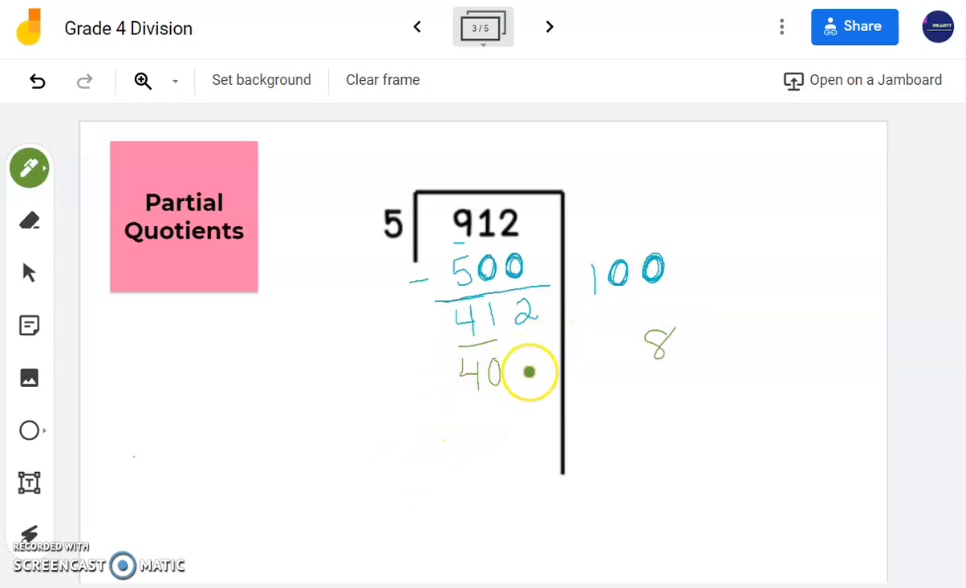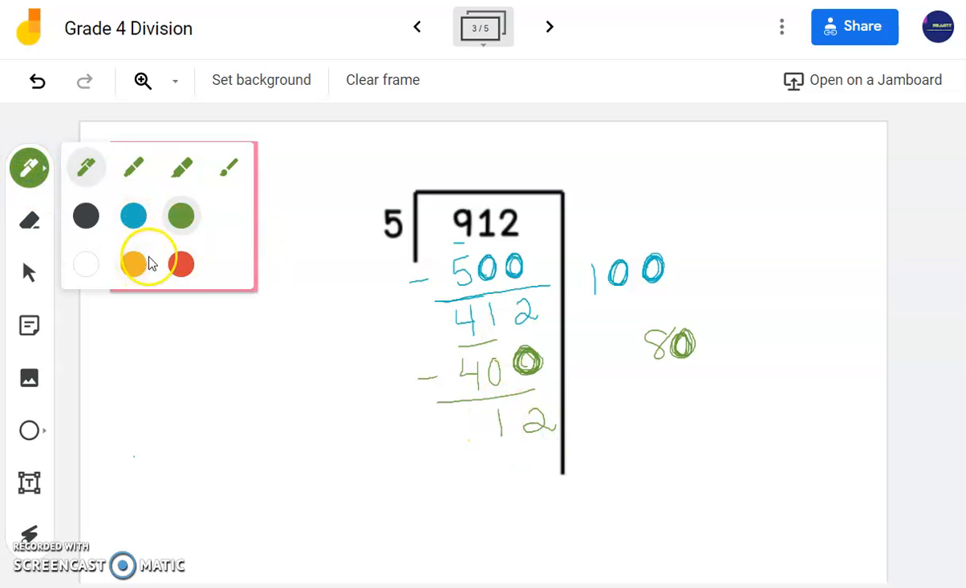So what I see here is a missing digit. We're going to include a 0. Now, if I include a 0 here, I'm going to include a 0 next to my 8. Now, again, we can confirm that this is correct because 80 times 5 is 400. Now I'm going to subtract and I'm left with 12. I'm getting really close here.